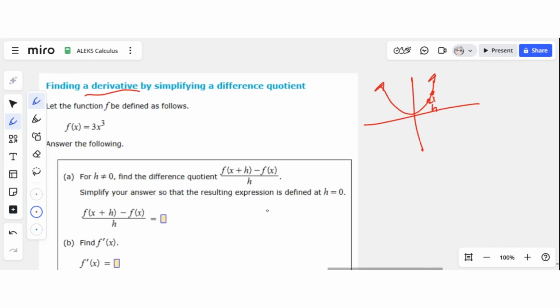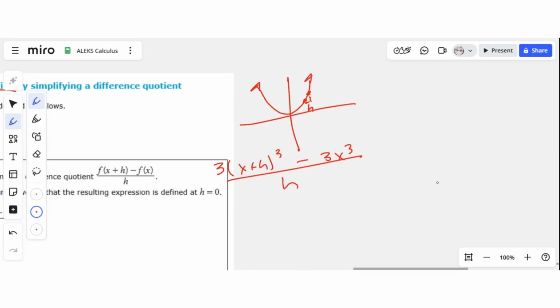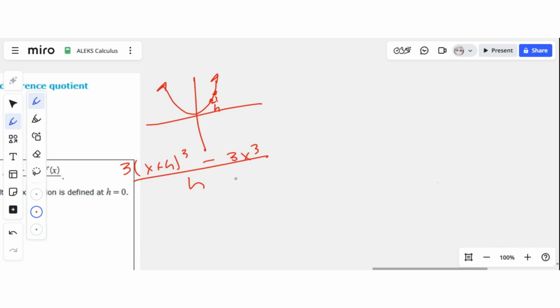Let's go ahead and plug our function in there and see how much algebra we're going to have to do here. So our function is 3x cubed, so the f of x plus h is 3 times x plus h cubed. And then we're going to minus 3x cubed. That's just our f of x. And that all goes over h. To evaluate this, we're going to look at the limit as h approaches 0. So we need to get h off the bottom of the fraction. That's our chief goal here. This is going to be a fair amount of work.